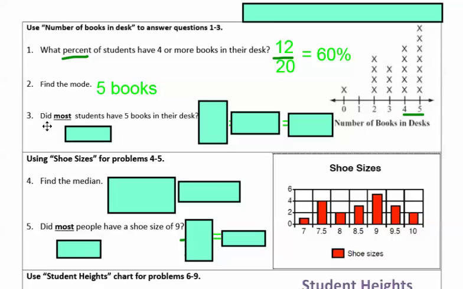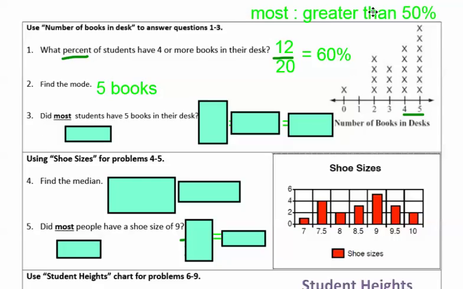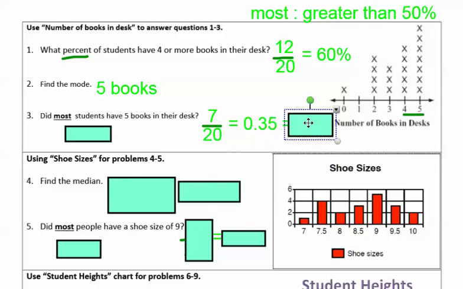If they ask if most students had something, most has to be more than 50%. It has to be greater than 50%. So, to figure this out, we need to first figure out how many students had 5 books in their desk. Well, 7. Now we turn it into a percent. It's 7 out of 20. Decimal, it would be 0.35 or 35 hundredths. Turn it into a percent. It's 35%.